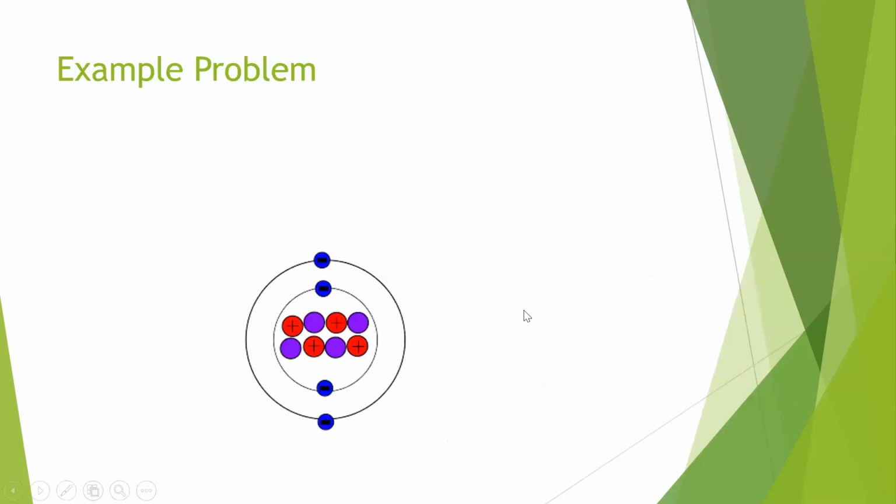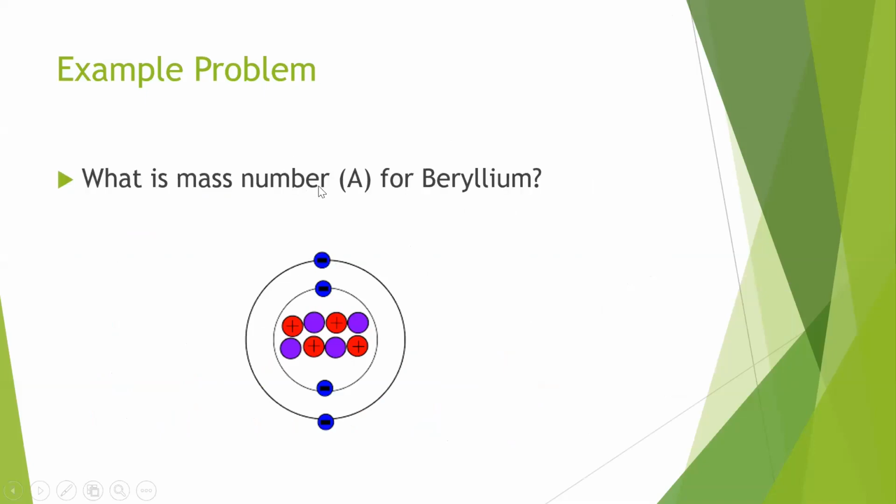So please PM me the answer when you get it. What's the mass number A for beryllium? Remember, this is a beryllium atom right here, and we want to calculate the mass number. Okay, it's good. A lot of people got the right answer.